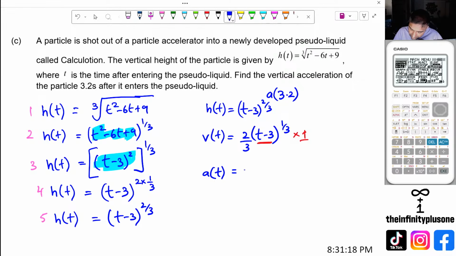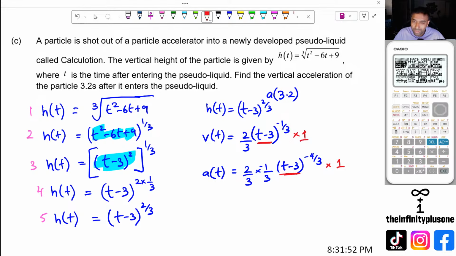Acceleration is going to be 2/3 multiplied by 1/3, t minus 3. Oh, that should be negative, sorry. That's my bad again. Yeah, negative. So I'm going to put my negative there. Negative 1/3. And it's going to end up being negative 4/3. And once again, we multiply by the differentiation of the inside, which is just 1. So I guess in this question, it's much better to factorize and then differentiate.